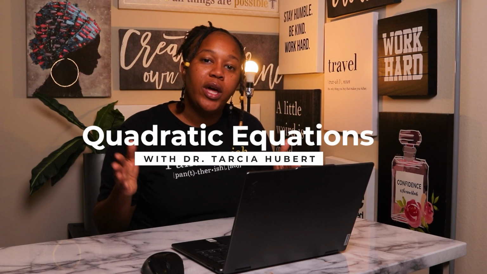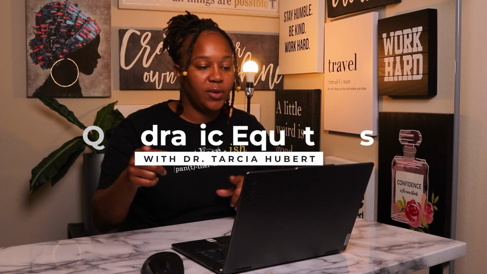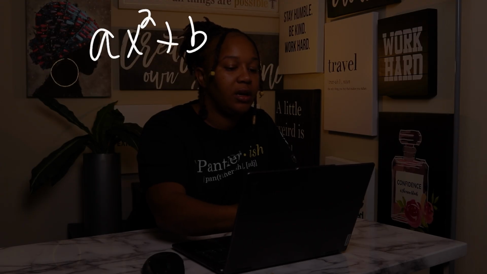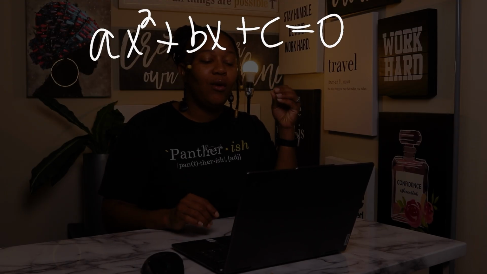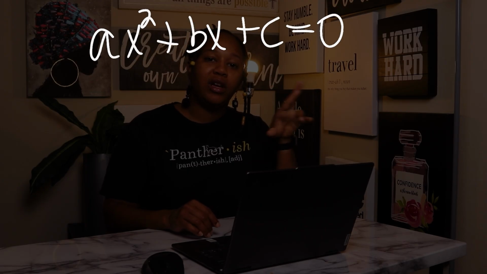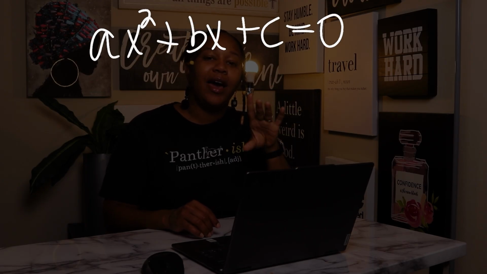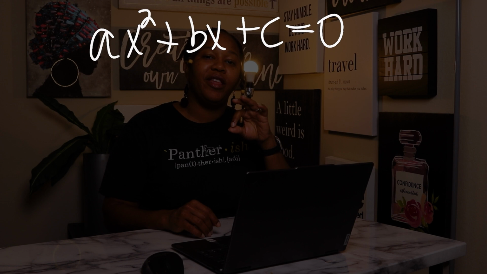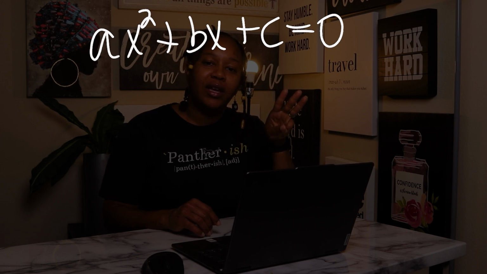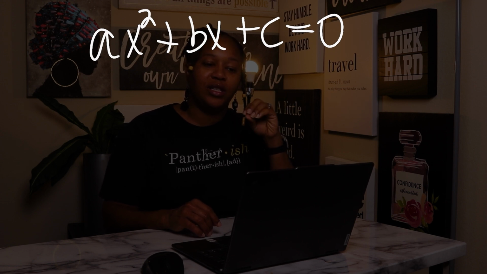First of all, what is a quadratic equation? I'm glad you want to know. A quadratic equation is an equation of the form ax squared plus bx plus c equal to 0. So what is it that we're looking for? We're looking for one variable, we're looking for an equal sign, and we're looking for a highest exponent of 2 on that variable. If you have those three things, then you have a quadratic equation, all right?